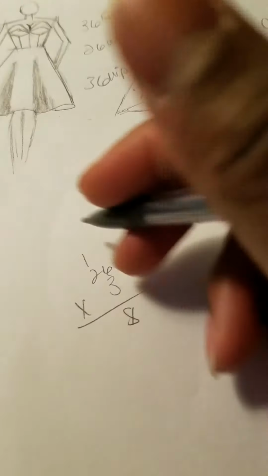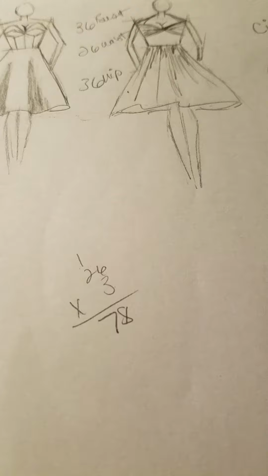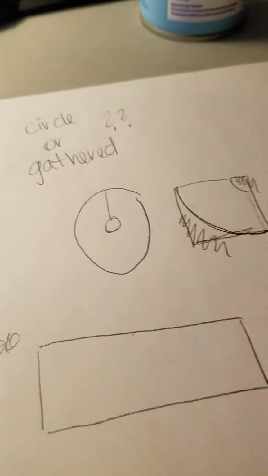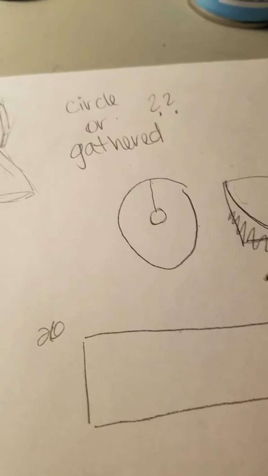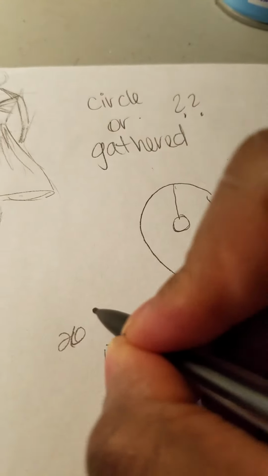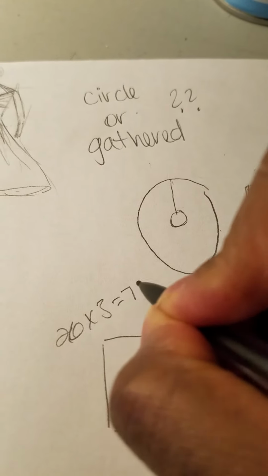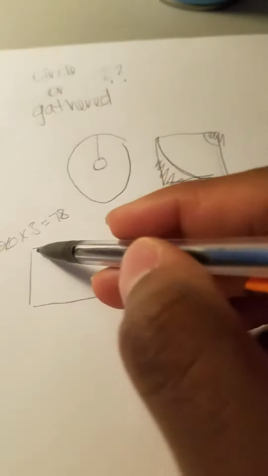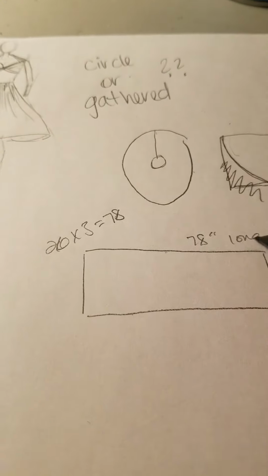6 times 3 is 18. We got 1, maybe 6, 7. So 78. So instead of making this 26 inches, we'll make it 78 inches. So times 3 equals 78. And so this whole edge needs to be 78 inches long.